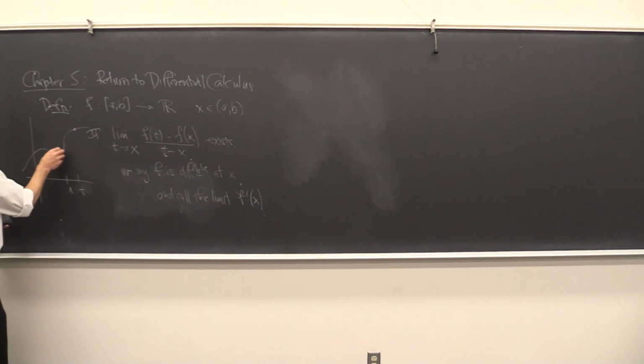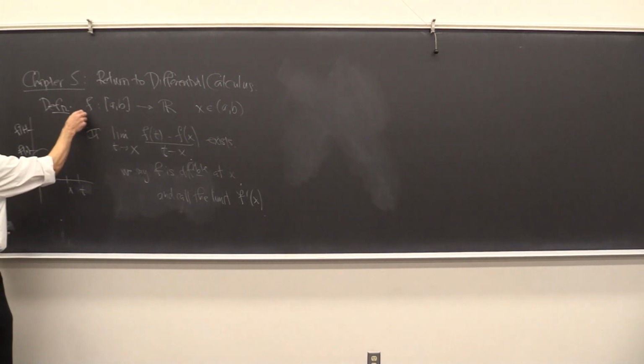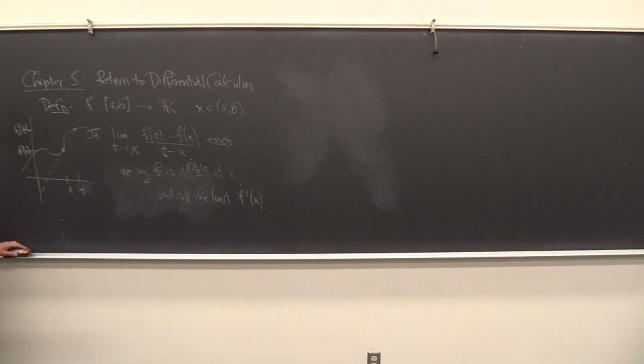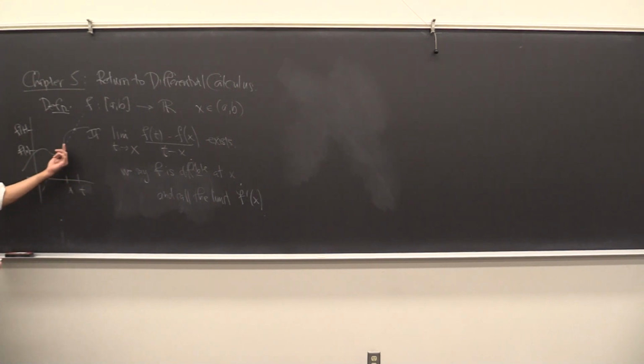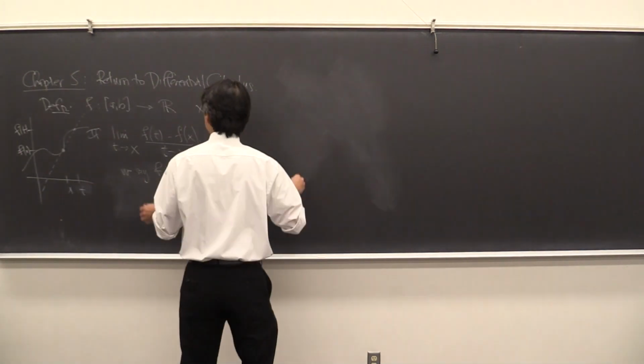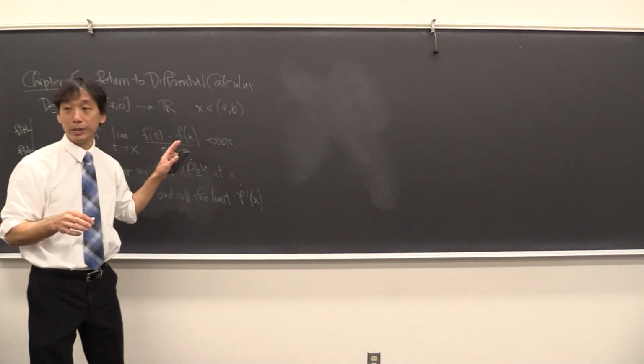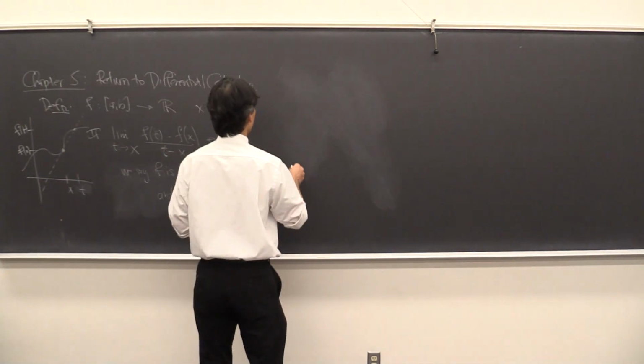You take the second point, and then you take the slope of the line through these two points, the slope of the secant line. And then you let the second point approach the first point, you let t approach x. So you take the limit of the slopes of the secant lines as the second point approaches x, and that gives you the slope of the so-called tangent line. That's how the derivative was defined back in calculus.